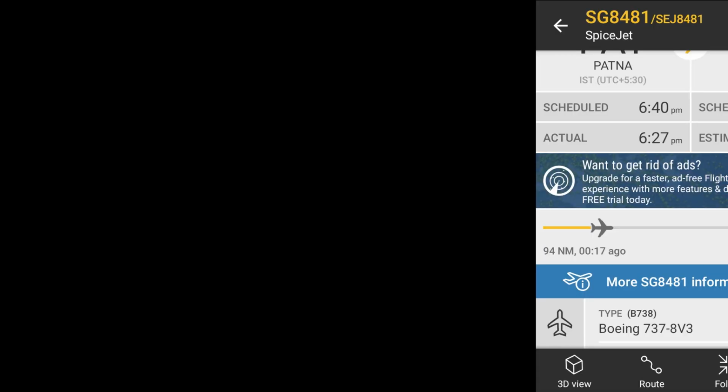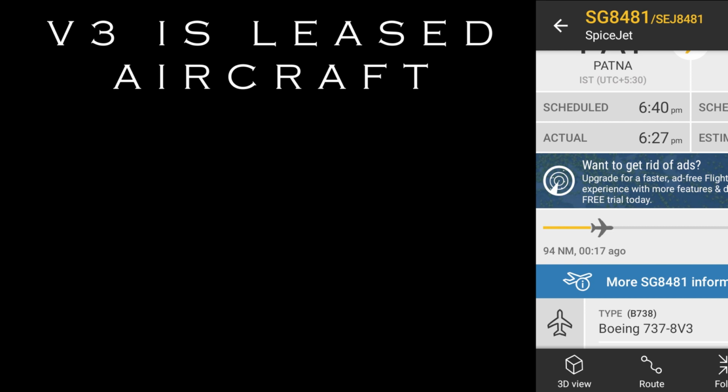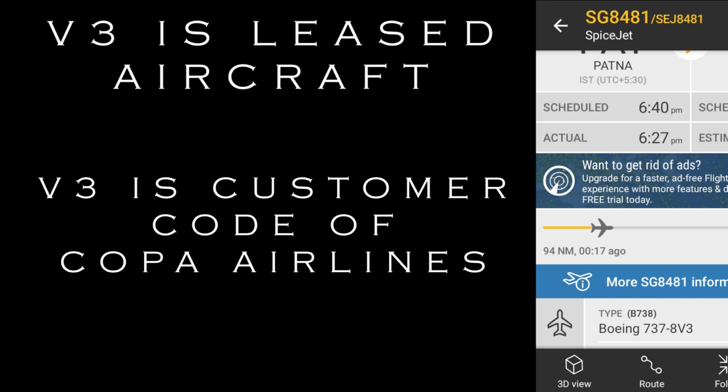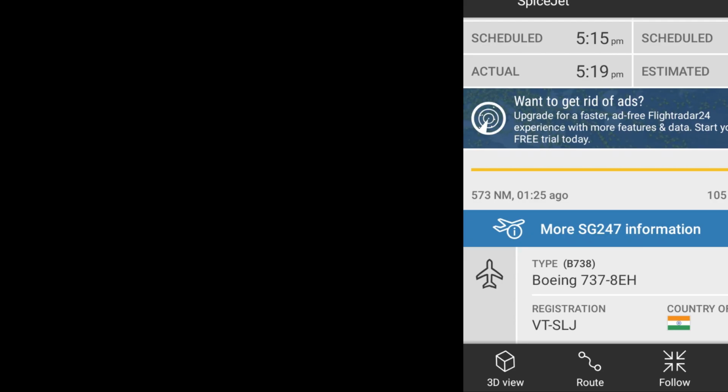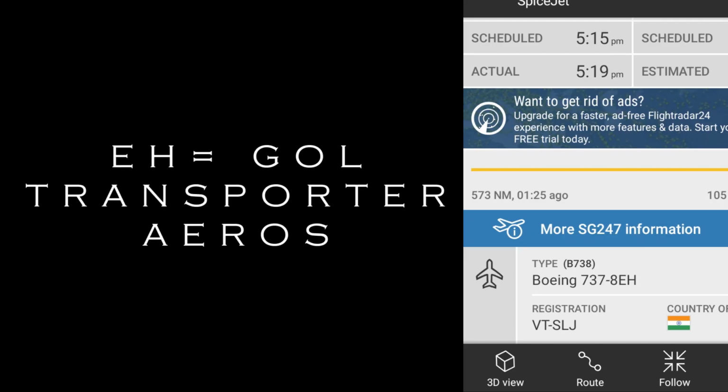This SpiceJet Boeing 737-8V3. Now you will ask, if SpiceJet code is GJ, then why V3 is written here? V3 is written here because the owner of aircraft is Copa Airlines. V3 is the customer code of Copa Airlines, but the aircraft is leased by SpiceJet. SpiceJet leased aircraft from many airlines. For example, Boeing 737-8EH. EH is customer code of Gold Transporter Aeros.